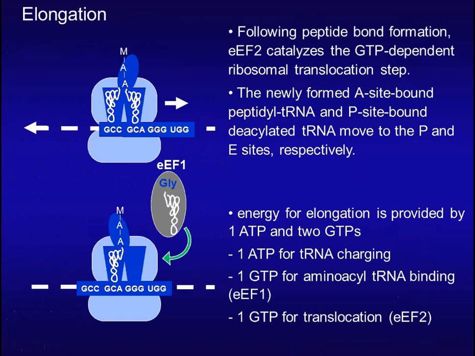Following peptide bond formation, elongation factor 2 catalyzes the GDP-dependent ribosomal translocation step. The newly formed A site-bound peptidyl tRNA and P site-bound empty tRNA move to the P site and E site respectively. Shift 1 position. Now, the ribosome is ready for the next tRNA. The energy for elongation is provided by 1 ATP and 2 GTPs. 1 ATP is used for tRNA charging, 1 GTP for elongation factor 1, and another GTP for elongation factor 2.